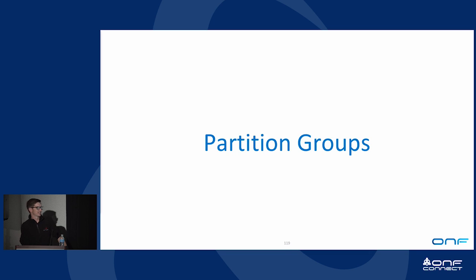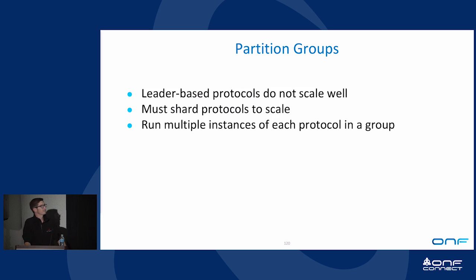And so those are all the protocols that are currently implemented in Atomix, and they're intentionally similar so that we can try to build towards the idea of using different protocols for distributed primitives. But the problem with these is they're leader-based protocols, and leader-based protocols don't scale well, right? So the solution to leader-based protocols not scaling well is sharding.